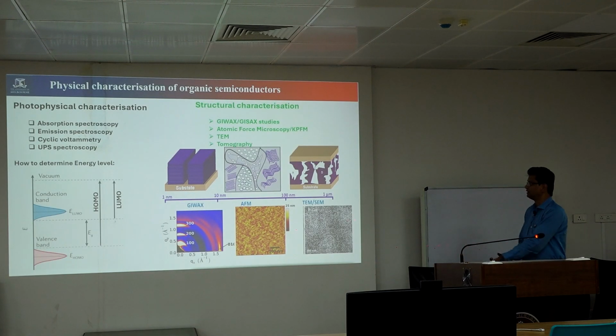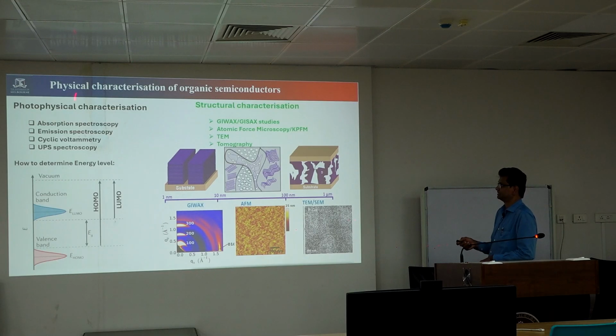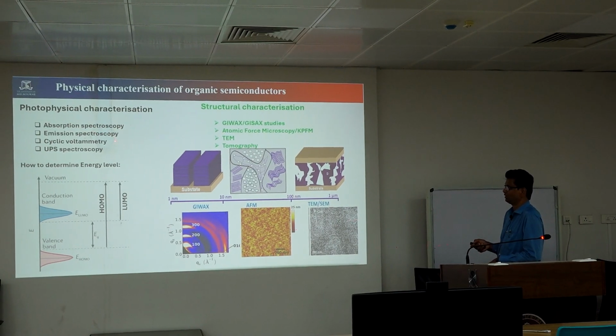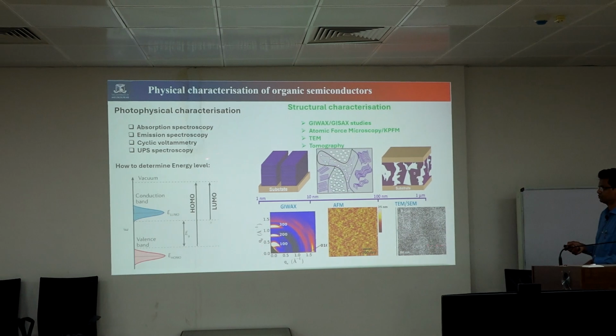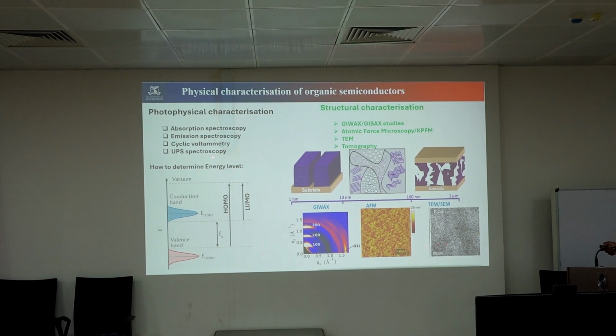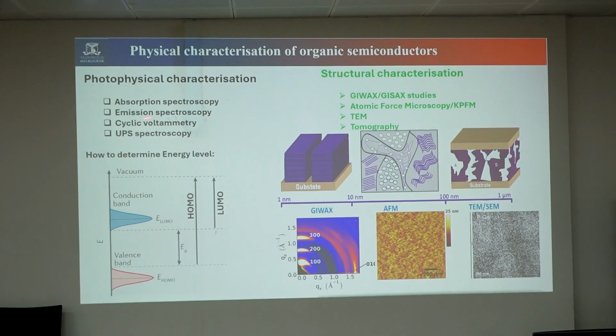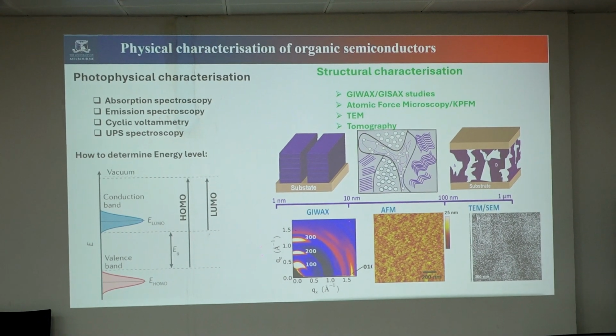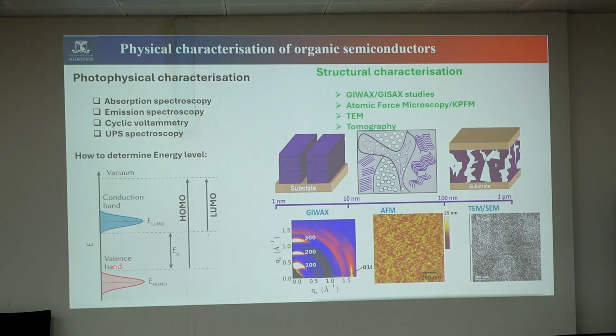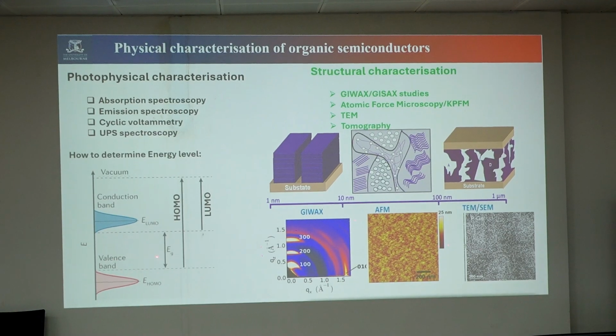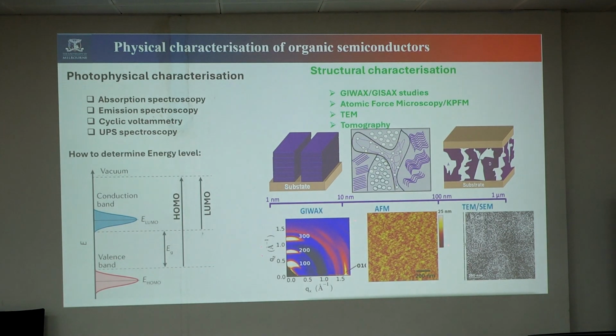Coming back to the overall criteria, I will cover the photophysical characterization and the structural characterization. Absorption spectroscopy, we saw something yesterday, I will elaborate on it, and also cyclic voltammetry. UPS is a solid state spectroscopy that will decide your Fermi level and your HOMO level. Cyclic voltammetry is a liquid interface technique that also gives information about your energy levels. Now you have to understand one thing about how to determine the energy level. Yesterday many of you had some problem with where the LUMO level or the HOMO level comes.